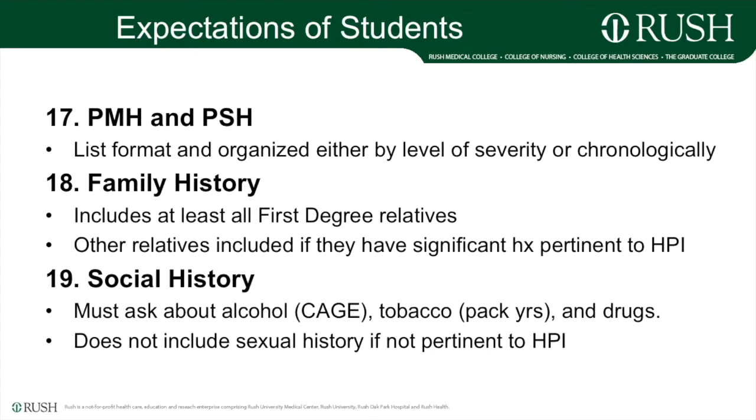The past medical and past surgical history should be in list format. They should be organized by level of severity or chronologically. Family history should include all first-degree relatives. The student should include whether or not the relative is healthy or has any medical history. Other relatives should be included if they have history that's pertinent to the chief complaint. For the social history, they must include alcohol, tobacco, and drug use. Sexual history does not need to be included if it's not pertinent to the HPI.